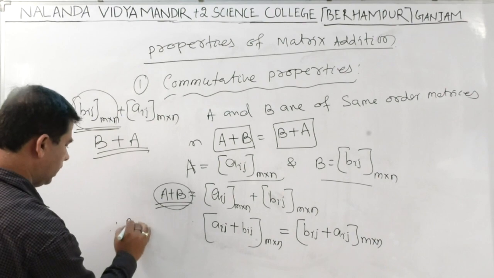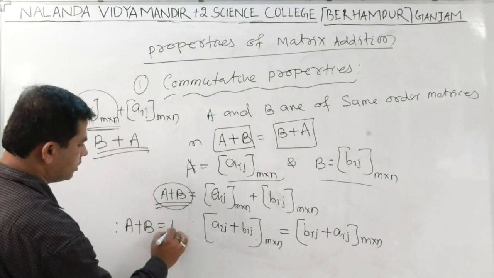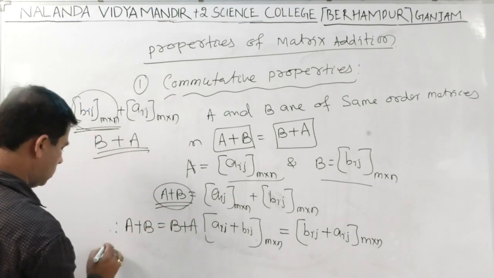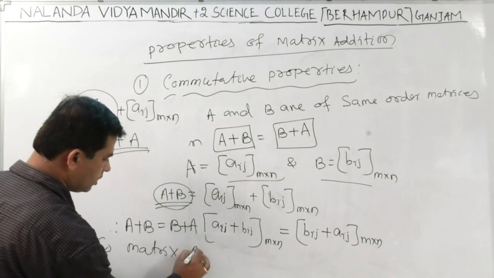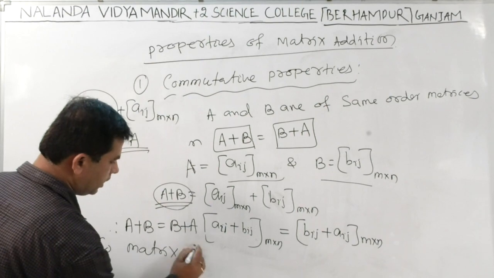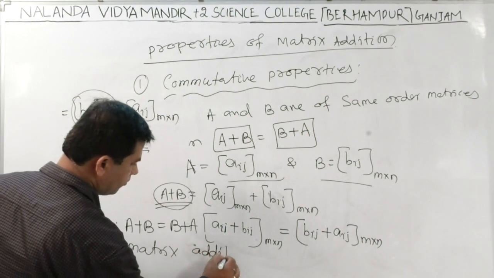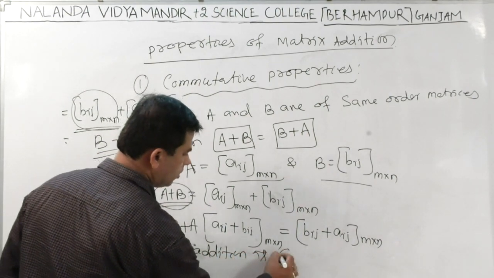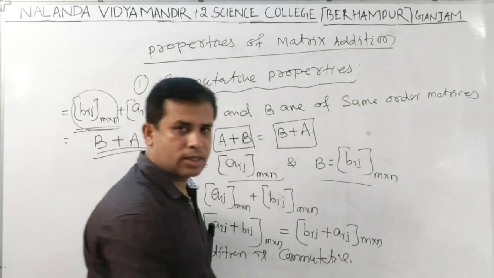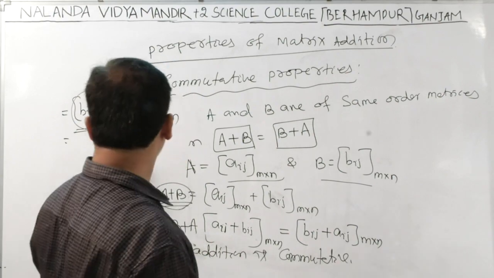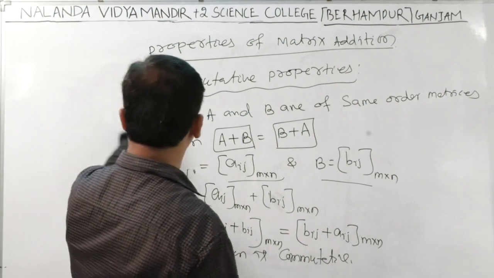Therefore A plus B is equal to B plus A. So matrix addition is commutative. Matrix addition is commutative. Now let's go through some examples.